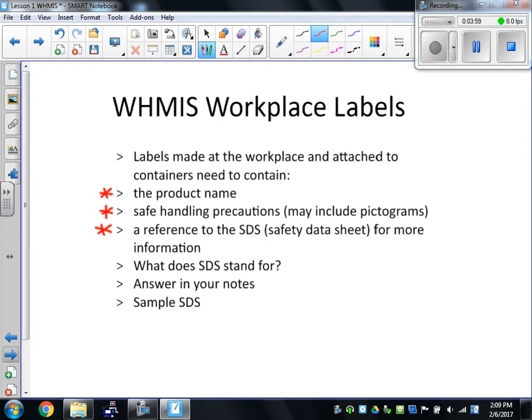What does SDS stand for? A safety data sheet. Okay. If you have a copy of the notes in front of you, you probably have this already, right? It's on there, should be, I think. So that's fine. But in case you don't.